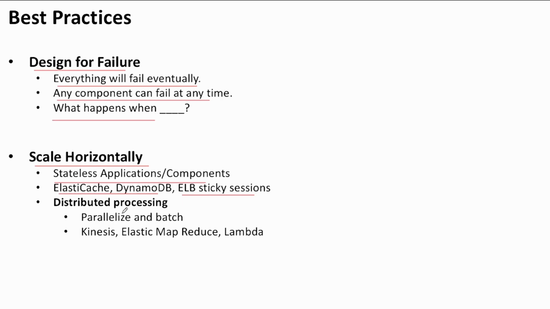We should also be thinking of ways that we could parallelize and batch our work. So instead of one machine working on one job for 4 hours, is there a way we could break that job up so that 4 machines could get the same job done in 1 hour? In that example, it would cost the same amount of money, but it would be done in 1/4 of the time. We have other tools like Kinesis, Elastic MapReduce, and Lambda that can help with distributed processing.